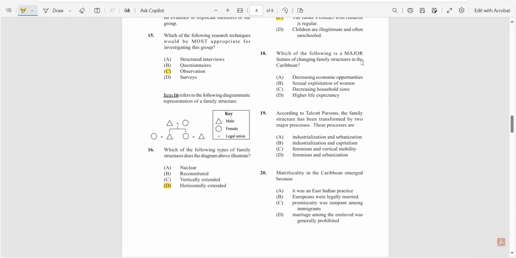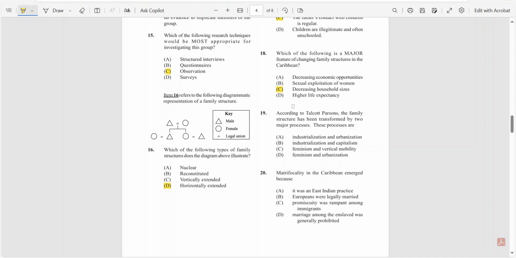Which of the following is a major feature of changing family structures in the Caribbean? A. Decrease in economic opportunities. B. Sexual exploitation of women. C. Decrease in household sizes. Or D. Higher life expectancy. Alright, so number 18 is decreasing household sizes. So that is a major feature of changing family structures in the Caribbean.